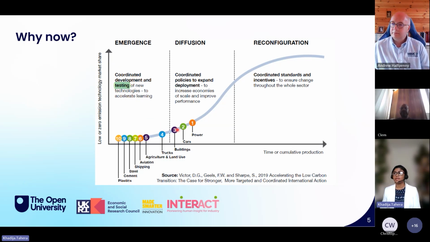Some of the sectors have probably moved a little bit further, where they are in the diffusion phase, where the policies are in place and the deployment is expanding. But none of the industries are probably where they need to be in the reconfiguration phase, where we have appropriate standards and regulations and guidelines to use our technology widely and in a collaborative manner.